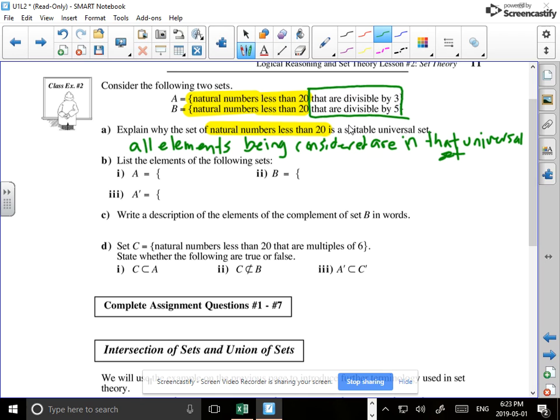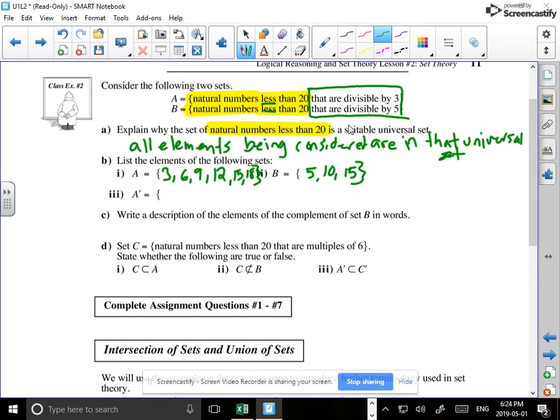So if we want to list all the elements in our sets here, we have A. A is natural numbers less than 20 that are divisible by 3. So this is going to be 3, 6, 9, 12, 15, and 18. Literally all we're doing is counting up by 3s. B has fewer numbers in it. It's just going to be 5, 10, 15. Now, a reminder, this was less than 20. It's not inclusive of 20, not including 20.